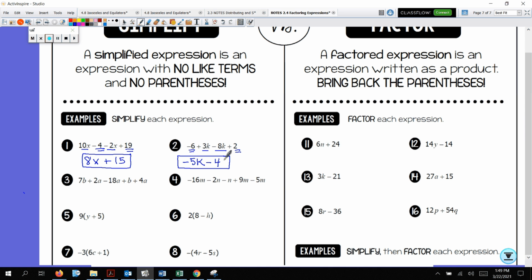Okay. Let's look at number 3. Oh my gosh, there's a's and b's, but remember, a like term has the same variable or the same type of term, I guess I should say. So 2a, negative 18a, and positive 4a. So 2 minus 18 plus 4 is negative 12. Then I have 7b and 1b, right? If you want to put a 1 here, that's okay. 7 plus 1 is 8.